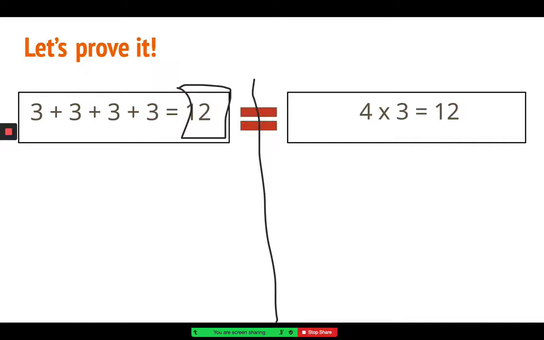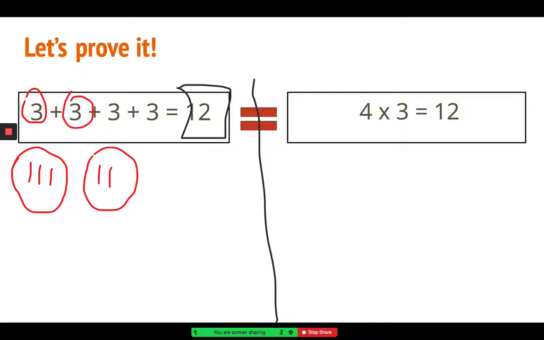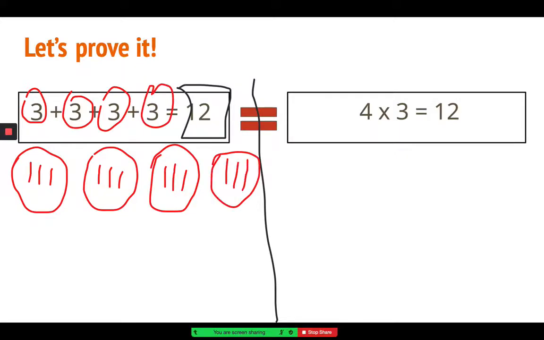So I have a group of 3, 1, 2, 3, and another group of 3, another group of 3, and another group of 3. Let's count them. 1, 2, 3, 4, 5, 6, 7, 8, 9, 10, 11, 12. That matches. 3 plus 3 plus 3 plus 3 does equal 12, and we show that by drawing equal groups.